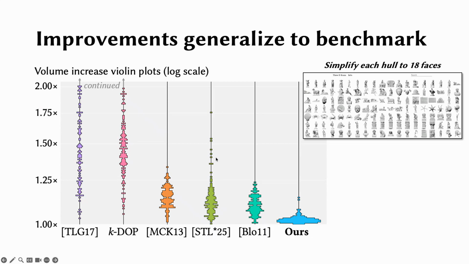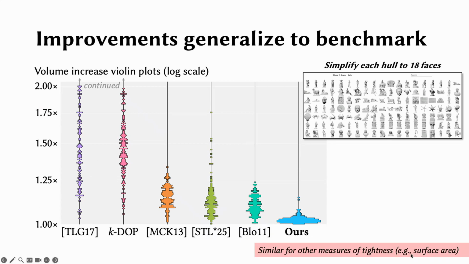Here's a plot over that 133 model data set. We're showing volume increase across a bunch of different algorithms. This was simplifying them all down to, I think, 18 faces. And we have similar for surface area. I'm going to skip a couple examples because we're running low on time.